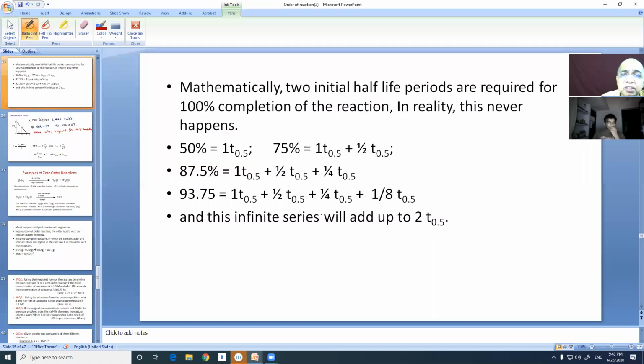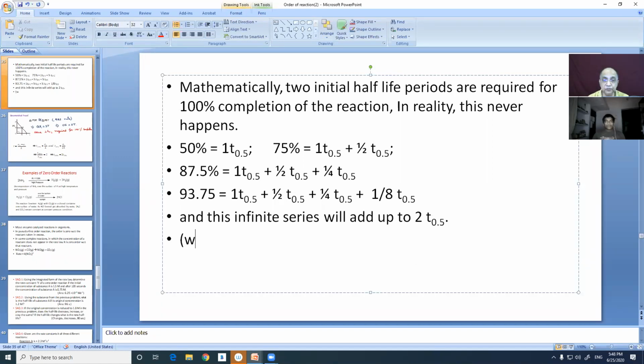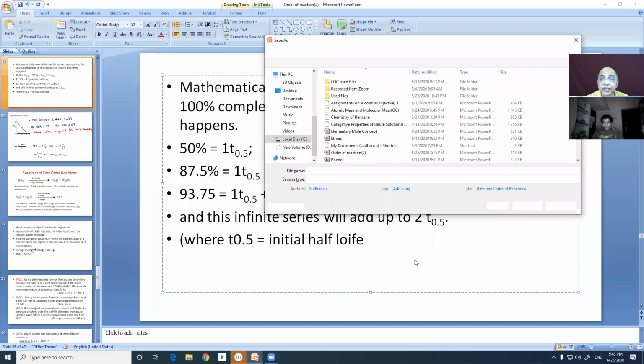You need not write this. So these are initial half-life periods. Let me somewhere write that t1/2 is the initial half-life period, because half-life period is steadily decreasing.